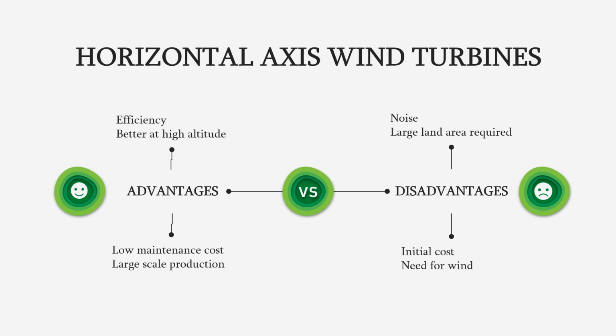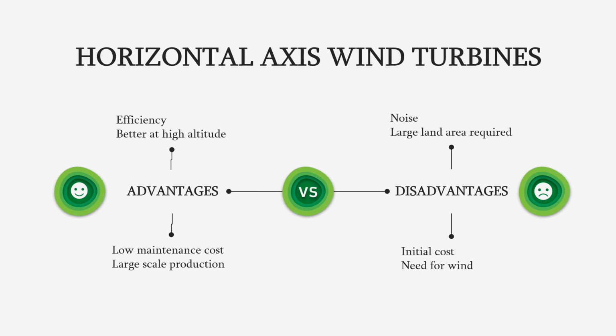Lower maintenance cost. These horizontal axis wind turbines are relatively easy to maintain and repair, which can result in lower maintenance cost over time. Availability of technology. Horizontal axis wind turbines have been used for many years and are a well-established technology, which means that there is a lot of knowledge and expertise available to support their use. Good for large-scale power generation. These horizontal axis wind turbines are well suited for large-scale power generation, making them a good option for commercial and utility scale wind farms.